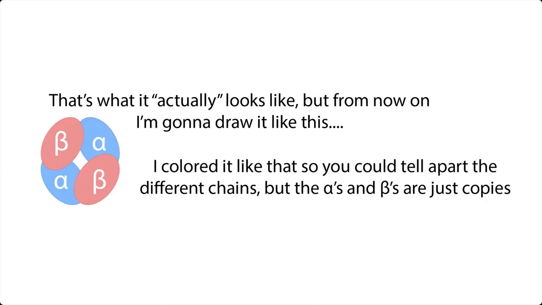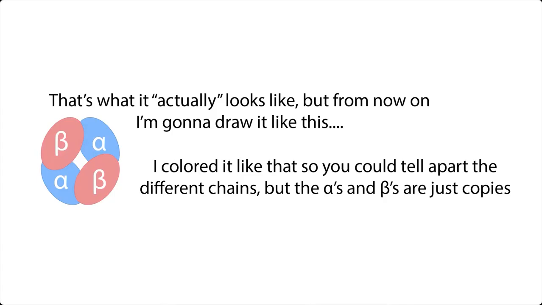But for now, for simplicity's sake, I'm going to draw it like this. So I colored it so you can just tell apart the different chains, so alpha and beta. But these are just copies of the same. So you have 2 of the same alpha chain and 2 of the same beta chain. And this is with adult hemoglobin, as we'll talk about with fetal hemoglobin.